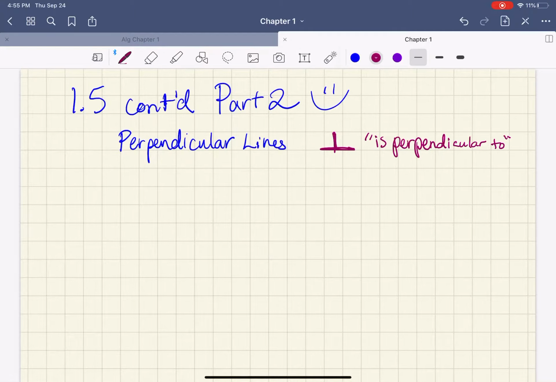So we could say something like angle A is perpendicular to angle B. Except that's a really bad example, past life Emily, because we would just say angle 1 and angle 2. Somebody named those wrong. Okay.